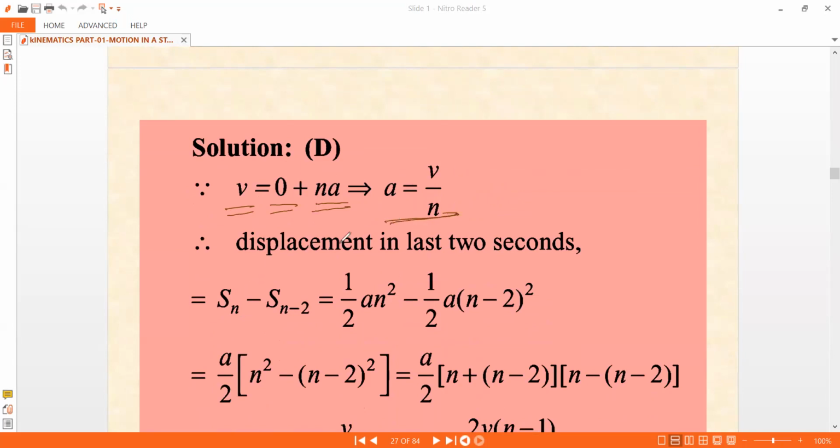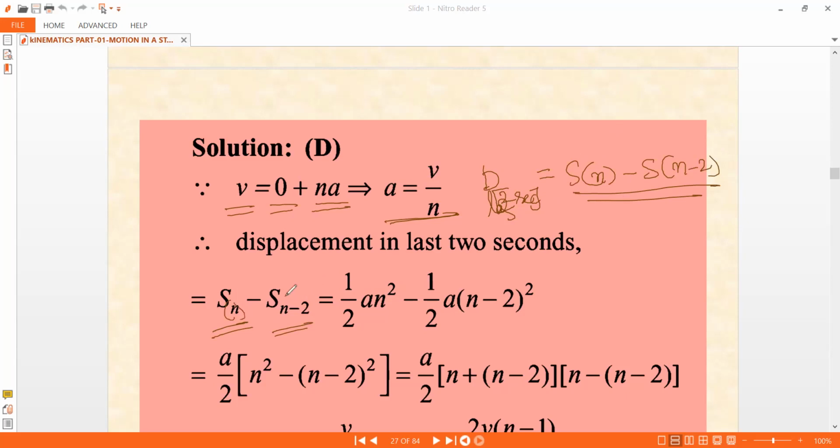The displacement in the last 2 seconds is like this. The correct way of writing it is: the displacement in the last 2 seconds, I will write as S in n seconds minus S in n minus 2 seconds. This is the right way of writing it, but there are some subscripts they are writing, which I presume is not the correct way of writing.